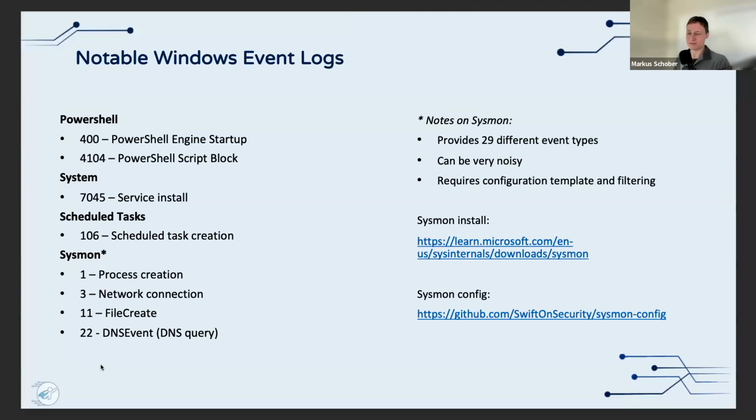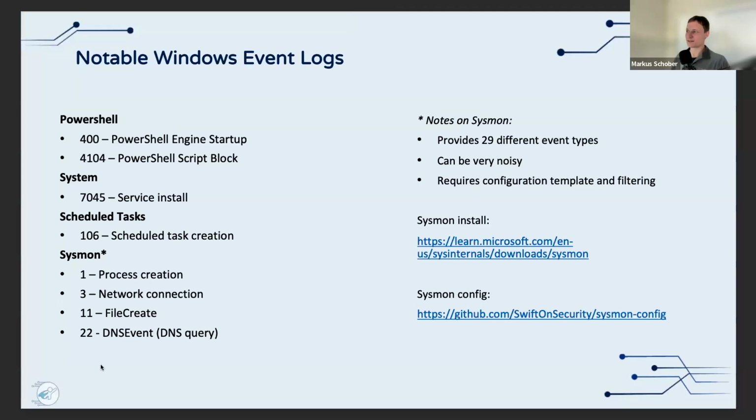For example, process creation. Any process that gets created, event ID 1. Any network connection that was created, event ID 3. Any file that was created on the system, event ID 11. A DNS request, a query that was initiated, event ID 22. So as you can already see, as part of an attack, these 3 or 4 events already cover a lot of information that we are typically looking for.